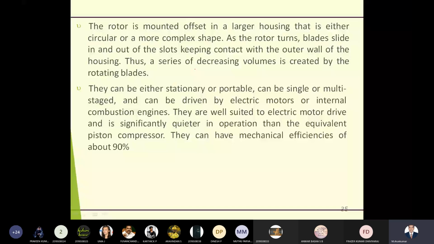We have other types also in vane compressors. They are well suited to electric motor drive and are significantly quieter in operation than equivalent piston compressors. They can have mechanical efficiencies of about 90%. So that is the point we have noted: vane compressors can give mechanical efficiencies of about 90%.